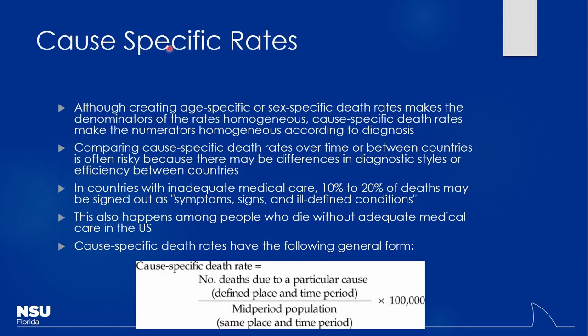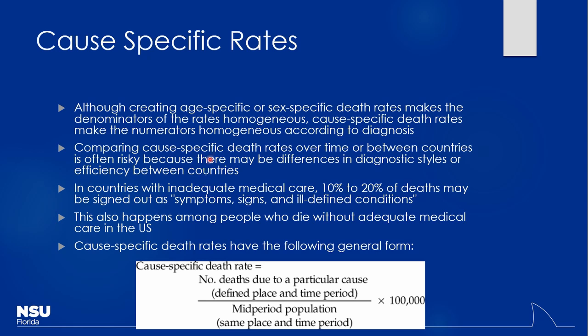You can also look at different cause-specific death rates. So again, you can make it specific for anything, right? You can look at sex-specific, age-specific, cause-specific death rates to eliminate those confounders and try to eliminate as much bias as you can.